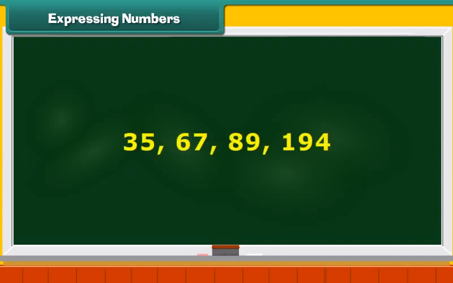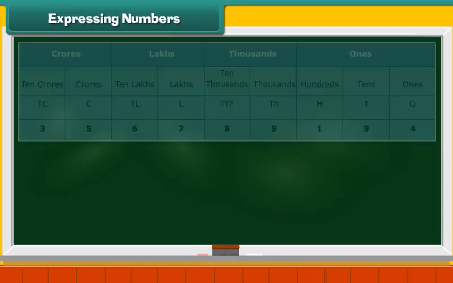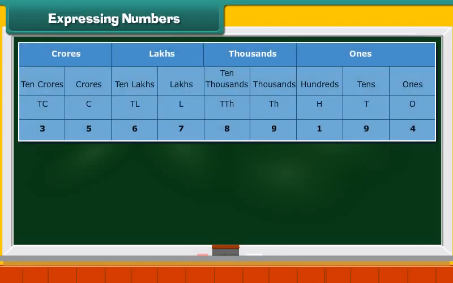Consider one more number: 35,67,89,194. It has 4 groups. Therefore, it belongs to the Indian System of Numeration. Let us express it in expanded form. First, we arrange the number in the Indian Place Value Chart.